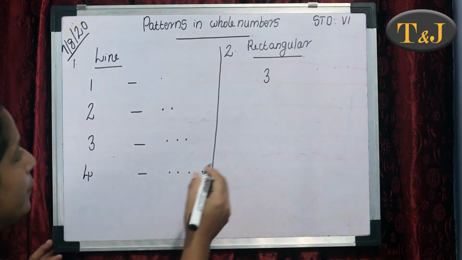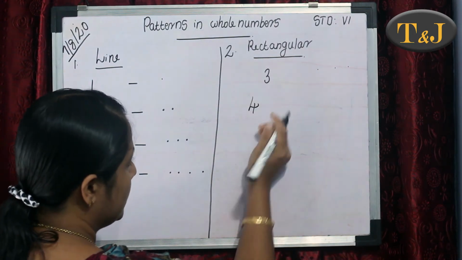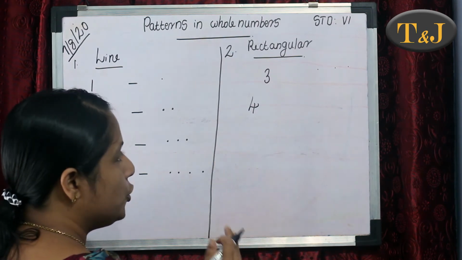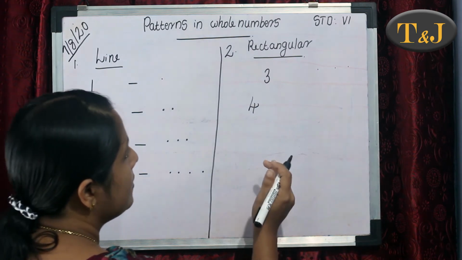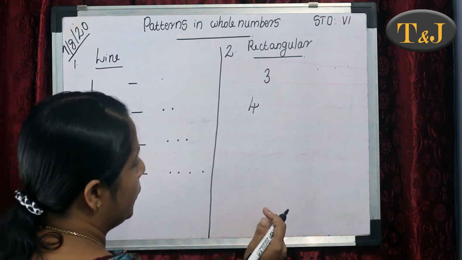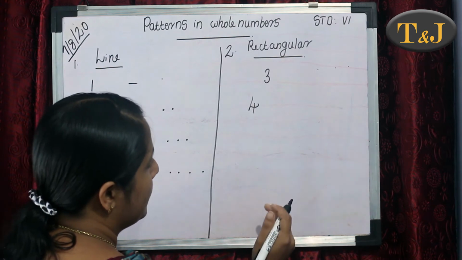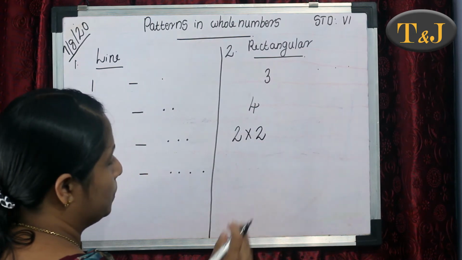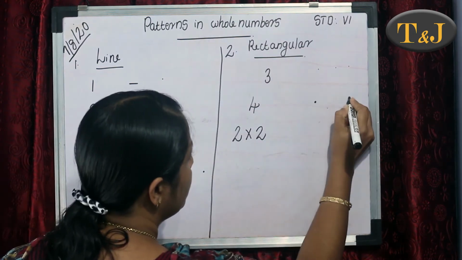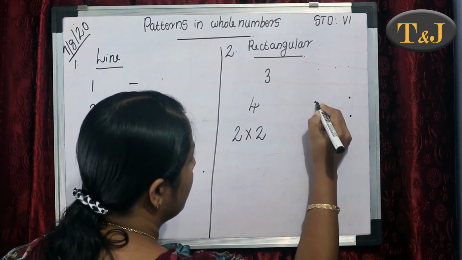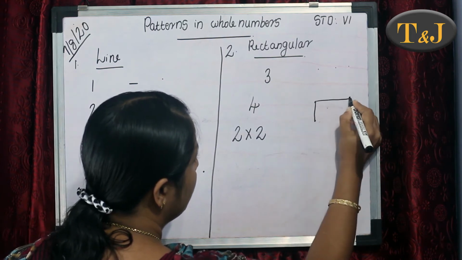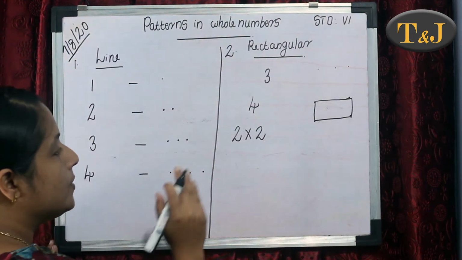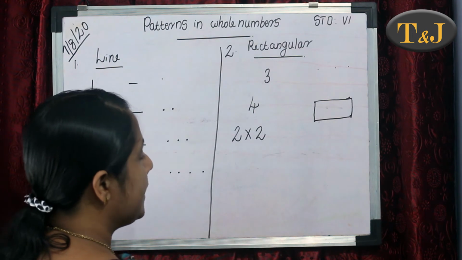So, we take the number 4. 4 is a composite number because 4 has more than 2 factors, that is 1 into 4 and 2 into 2. So, how do we represent 4 in rectangular form? We put 4 dots. 4 means 2 multiply 2. So, we write 1, 2, 3, 4. It is the form of a rectangle and also the form of a square. So, 4 is represented as an elementary shape in rectangular form.